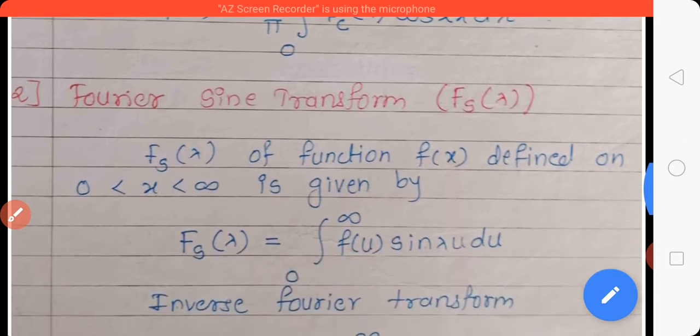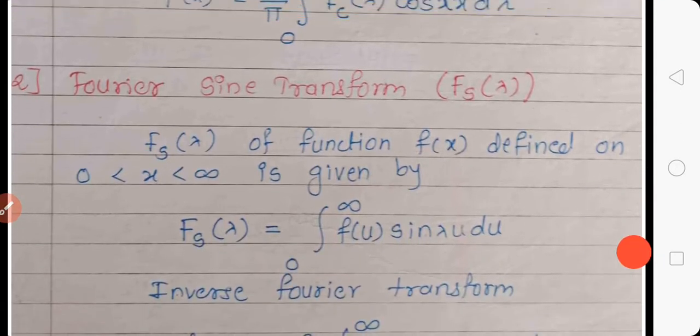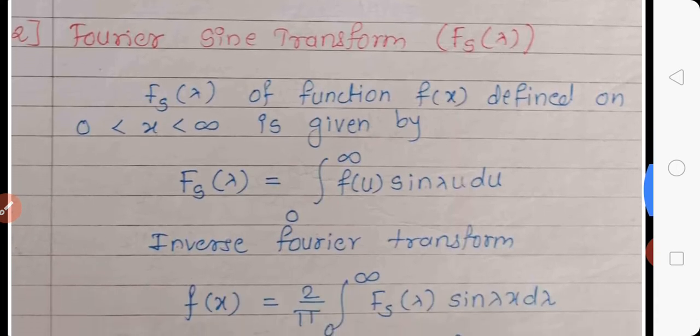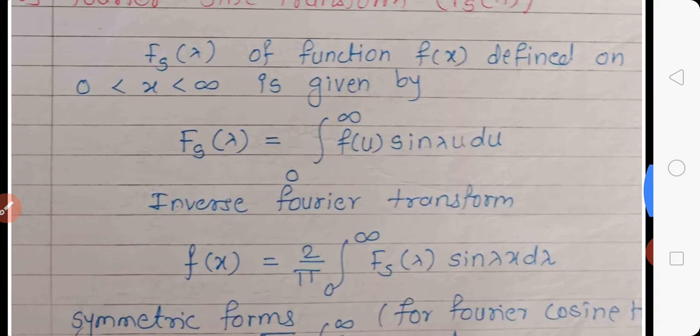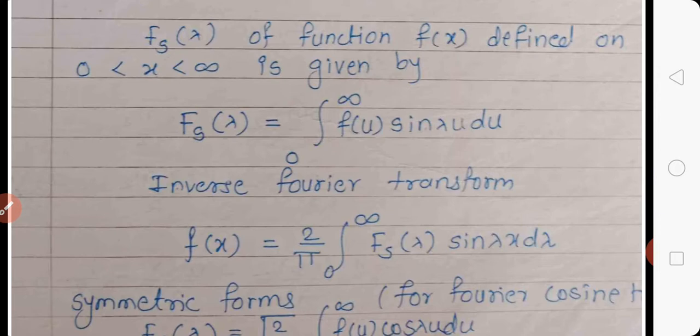Similarly, we find the Fourier sine transform, which is denoted by Fs of lambda. We find the Fourier sine transform of the function f of x, if the function is defined in the interval 0 to infinity, then it is given by Fs of lambda is equal to integral 0 to infinity f of u sine lambda u du. For the Fourier sine transform, we always take sine lambda u in the integration, put the function f of x as f of u, and integrate with respect to u.